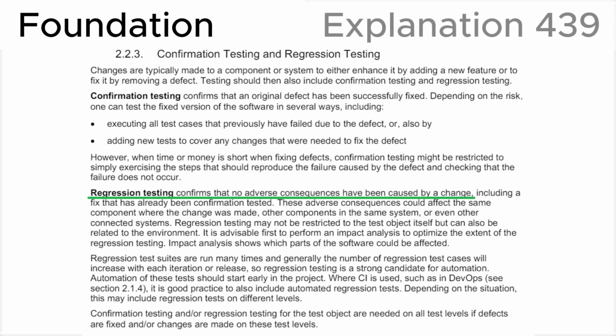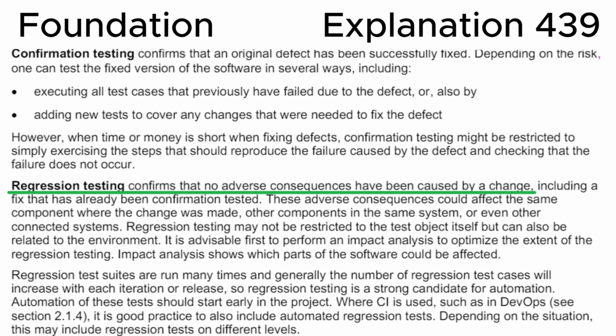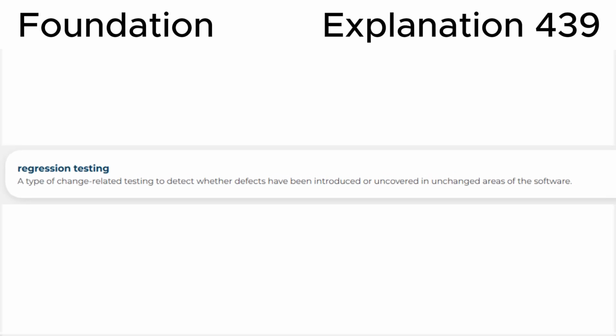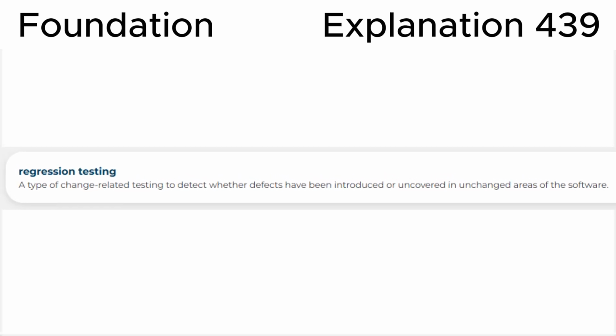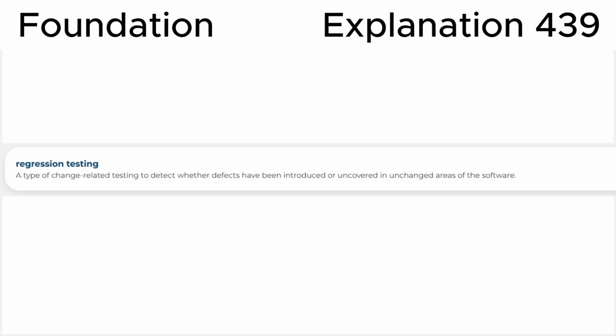Explanation. Firstly, let's look at section 2.2.3, confirmation testing and regression testing, in the ISTQB syllabus, where we can see that regression testing confirms that no adverse consequences have been caused by a change. Secondly, let's look at the glossary definition. Regression testing is a type of change-related testing to detect whether defects have been introduced or uncovered in unchanged areas of the software. This is fully consistent with the correct answer A.